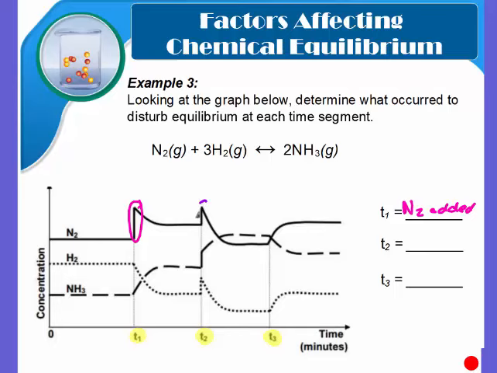At time 2, we have a sharp increase of all 3 substances. So that means all 3 substances were added. We can see which way the reaction shifted, though, because our nitrogen is going down after the initial increase. NH3 is going up, and hydrogen is going down. So that means that it must have shifted right.